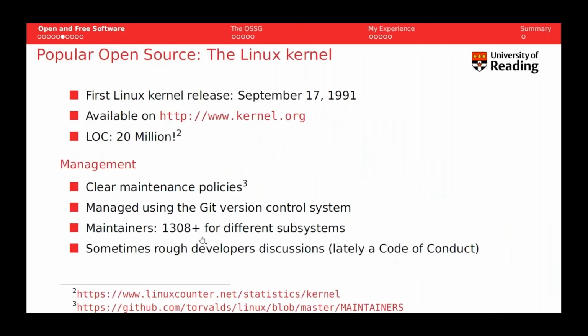And I wanted to talk about one popular open source software, which is the Linux kernel, real quick. The first Linux kernel release was in 1991. And of course, you can download it here. It has about 20 million lines of code.